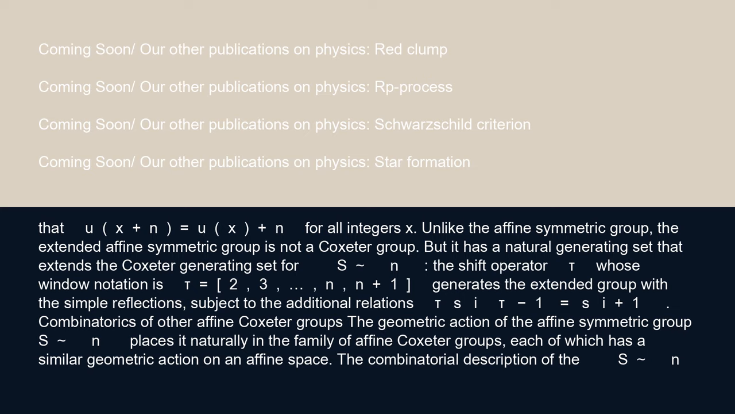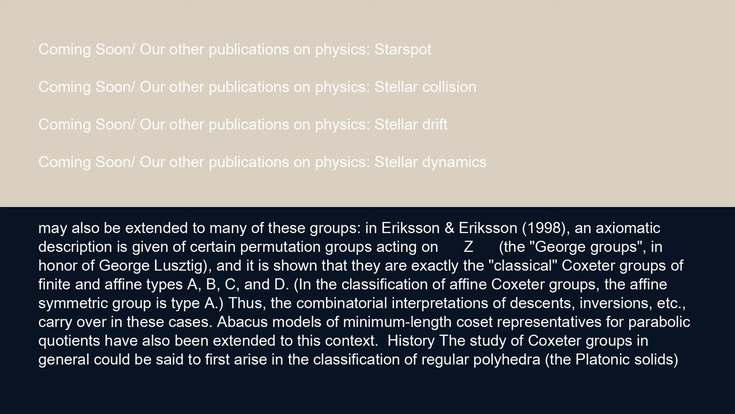The shift operator tau, whose window notation is tau = [2, 3, ..., n, n+1], generates the extended group with the simple reflections, subject to the additional relations tau s_i tau^{-1} = s_{i+1}. Combinatorics of other affine Coxeter groups. The geometric action of the affine symmetric group places it naturally in the family of affine Coxeter groups, each of which has a similar geometric action on an affine space. The combinatorial description of the affine symmetric group may also be extended to many of these groups.